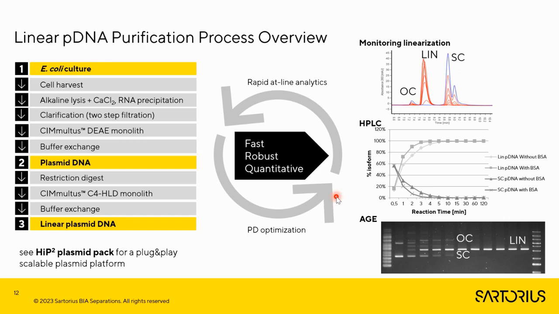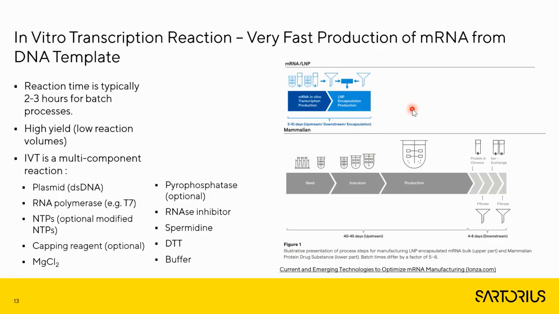rapid and quantifiable data. And I hope I showed you a few interesting examples where we can use relatively fast analytical methods based on HPLC, where runtime is typically around 15 minutes or so. That gives us very precise information on concentration of open circular, linear, supercoiled isoforms, and so forth. So now let's spend the remaining time on actually making mRNA out of this linearized plasmid.